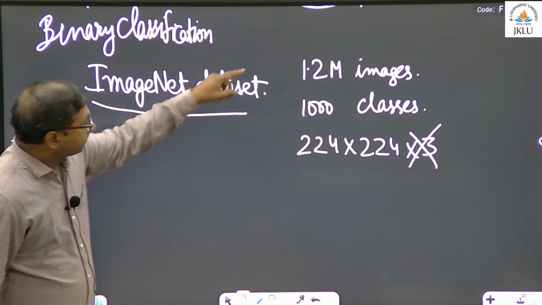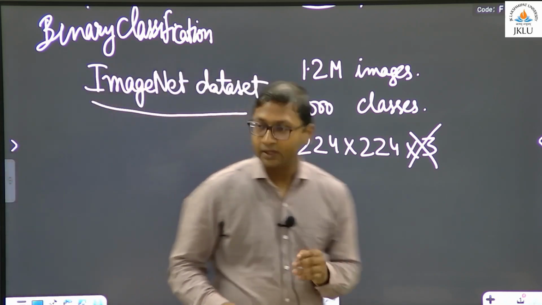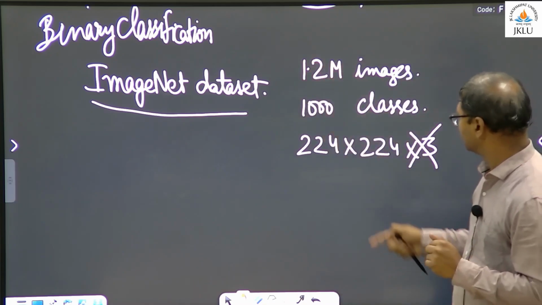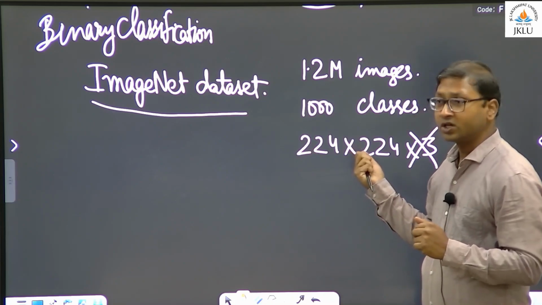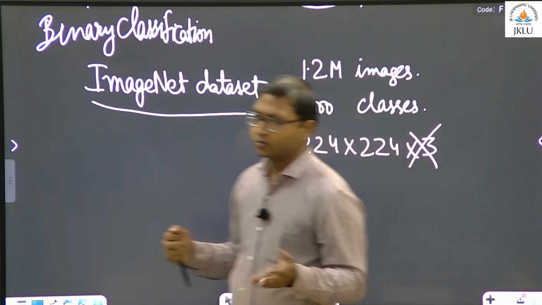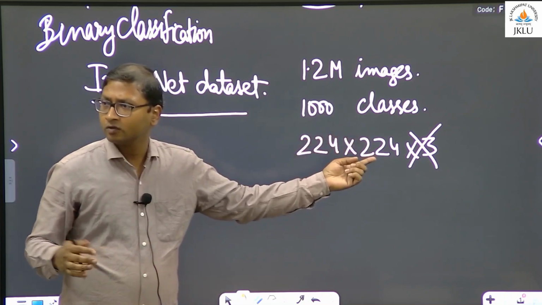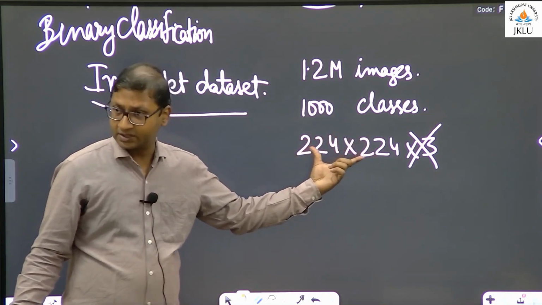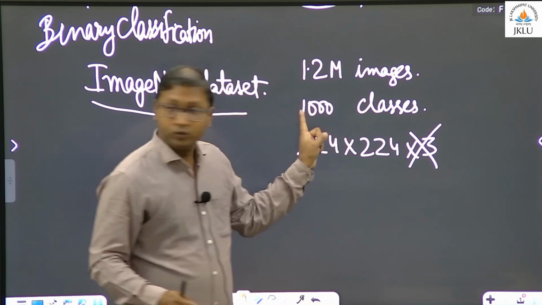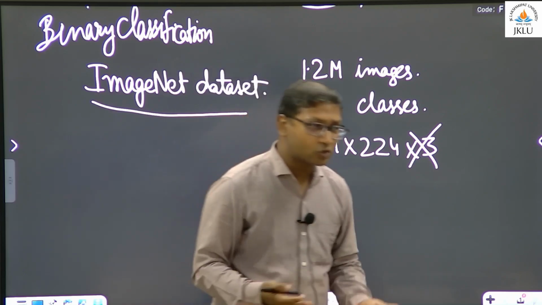So how will you design a neural network for this? How many neurons in my input layer? 224 cross 224, whatever that number is, maybe it's more than 50,000 because 200 cross 200 will give me 40,000 already. So whatever this number is, you cannot directly bring it down to 1000 classes in the output layer. Nobody stops you from doing it.